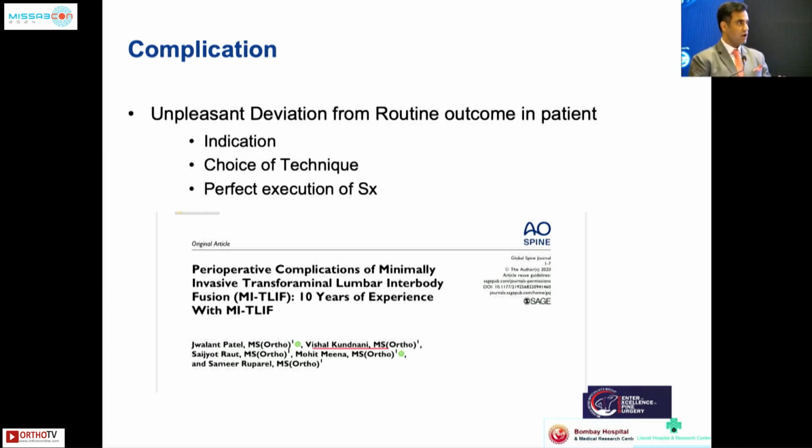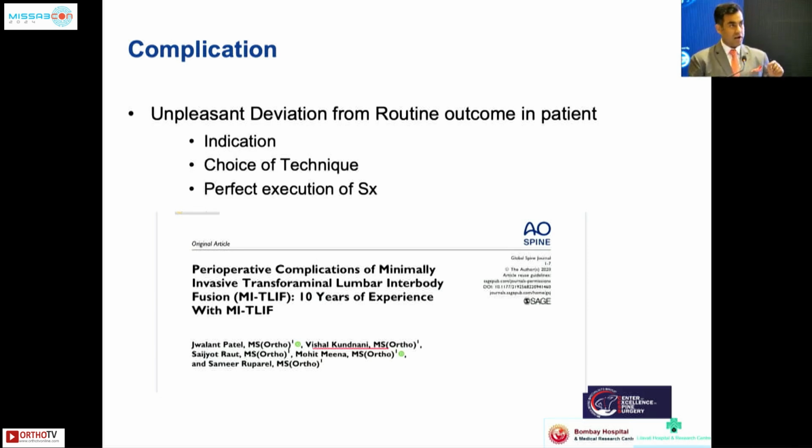And the complication may not be necessarily a large one to have a neurological deficit or a vascular injury. It can be as small as wound healing issues or implant loosening or a pseudoarthrosis, which is just an unpleasant deviation from routine outcome in a patient. And this deviation can happen purely because of three coned down reasons.